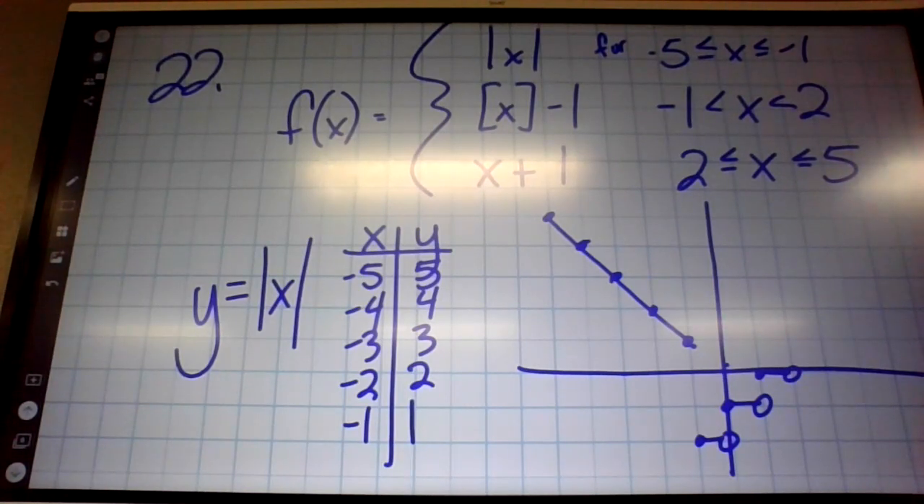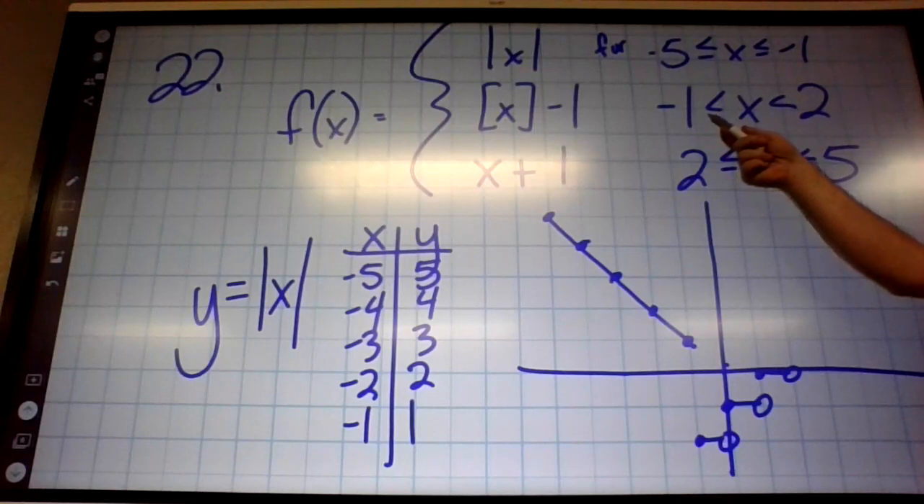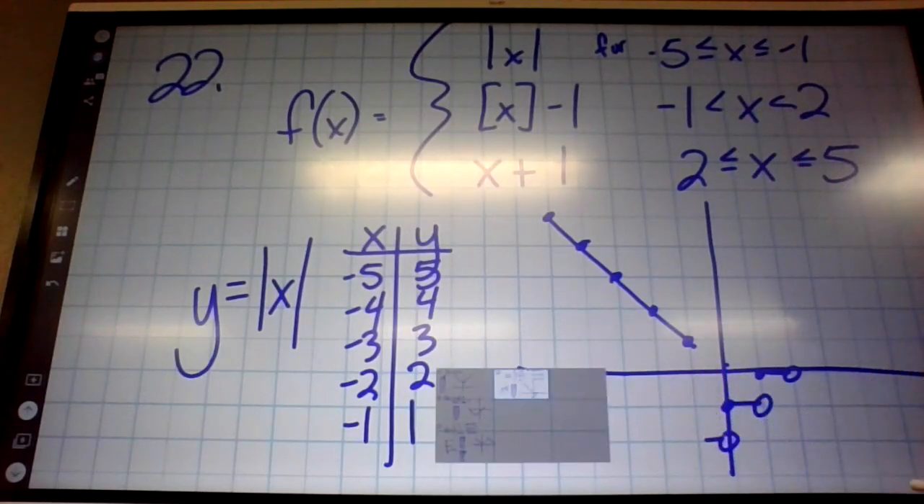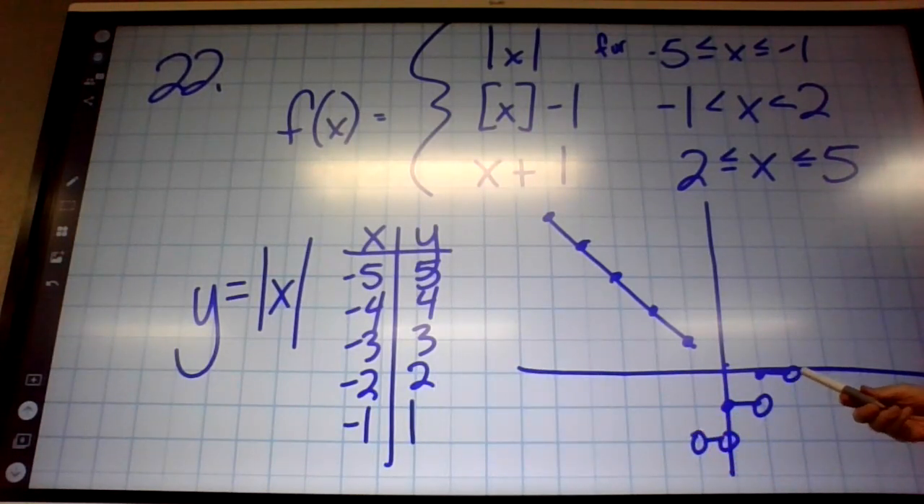Oh, I did something wrong. Should this point be included on the left? No. So I should have made this an open circle right there. So make them both open circles. Well, this one's already an open circle, so I don't have to fix that.